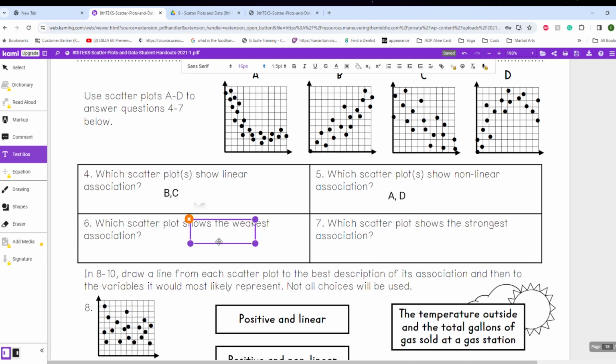What scatter plots show the weakest association? Remember, weaker means that the dots are further apart, and it kind of looks like C is the weakest here. And the strongest association, it is very close, but it looks like A is the strongest association because all of those dots are tightly packed.